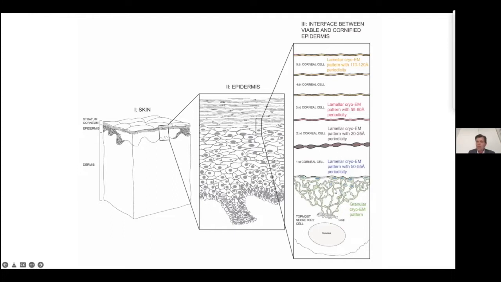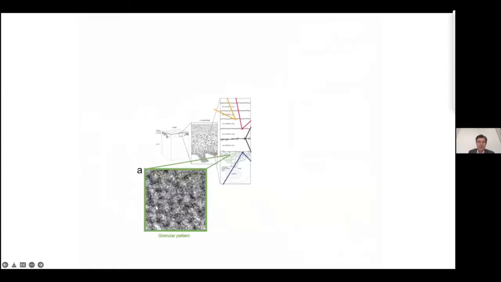So now I will start to show you our analysis of these 5 different patterns and start with the granular one down in the lamellar bodies in the topmost stratum granulosum cells. And this looks like this. And it's very high resolution images I will show you. The pixel size here is 1.8 angstrom, that is 0.18 nanometer.